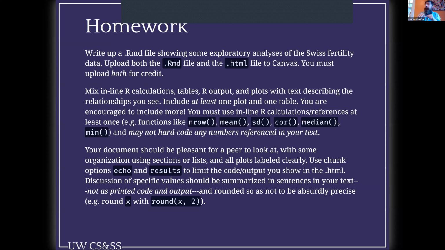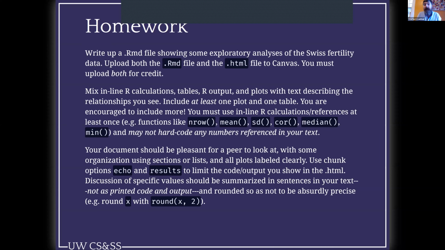The document should be relatively pleasant for a peer to look at, with some kind of organization using sections or lists. You don't have to go crazy, but just try to make it look okay. Try chunk options like echo or results to hide or show things. Summarize specific values with sentences in your text. Don't do really long decimals. Try to round outputs to two or three decimal places. That's about all I ask for.